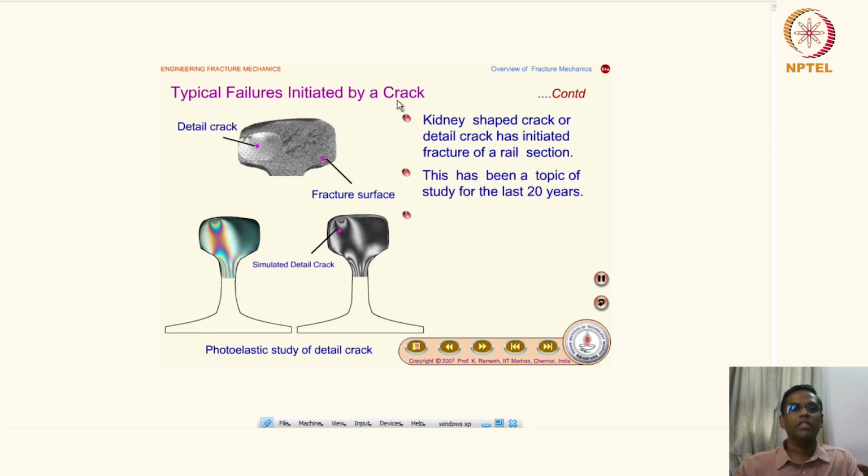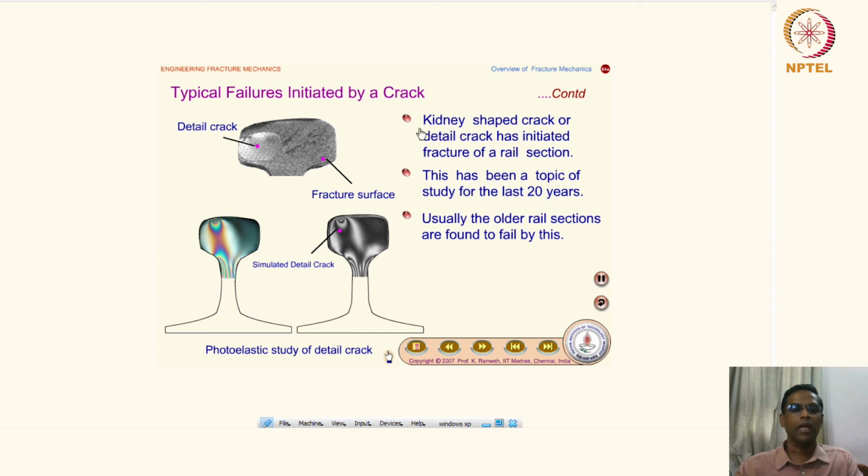The other typical example of failures initiated by the crack is shown here. What is this cross section? This is a cross section of a rail. So this is a crack, but what is interesting is the crack is not initiated from the surface. Usually fatigue cracks, or for that matter any other cracks, normally initiate from the surface, but this crack has initiated below the surface. So what does it mean? How do we describe this?